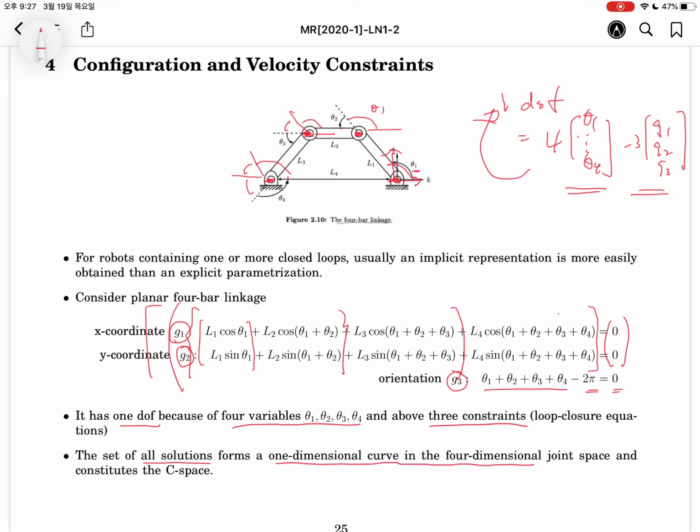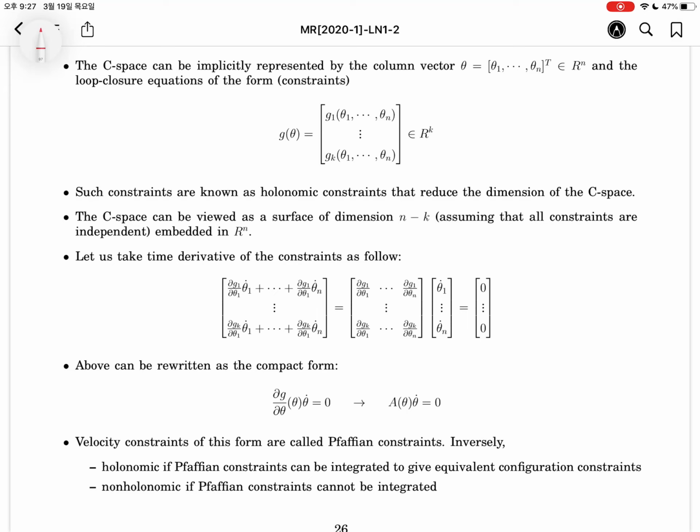The set of all solutions forms a 1-dimensional curve in the 4-dimensional joint space and constitutes the C space. Maybe you know this concept. Let's generalize. The variable is n-dimensional, and the constraint will be denoted as k-dimensional. This kind of constraint is called a holonomic constraint. It will reduce the dimension of the C space. The C space can be viewed as a surface of dimension n minus k embedded in the Rn space.